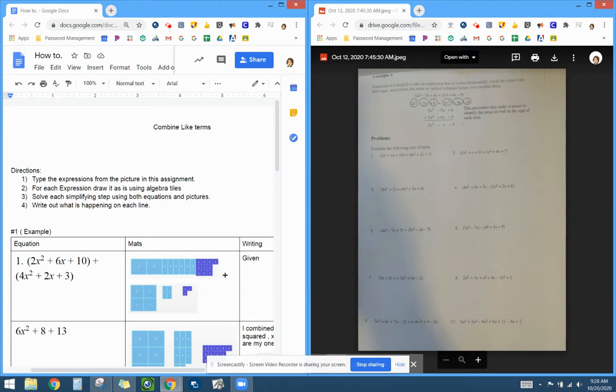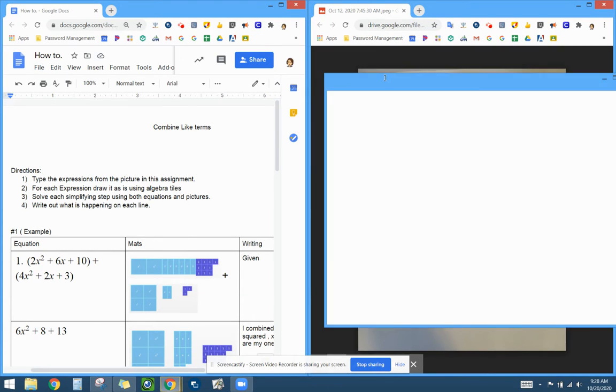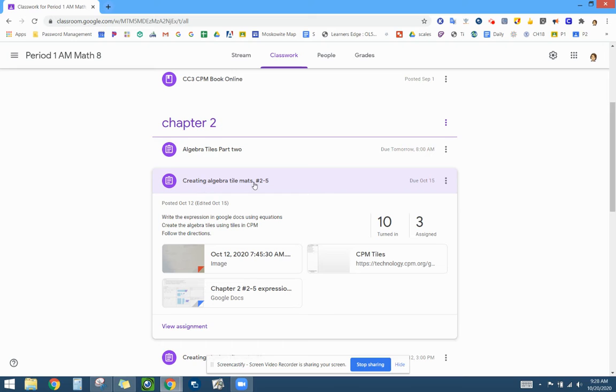All right, so I would like to go over creating algebra tiles mats for numbers 2 through 5, kind of go over how you do this and why. There was a document that was already created, a PDF that tells you which problems, and then the tool that we're using, all connected.